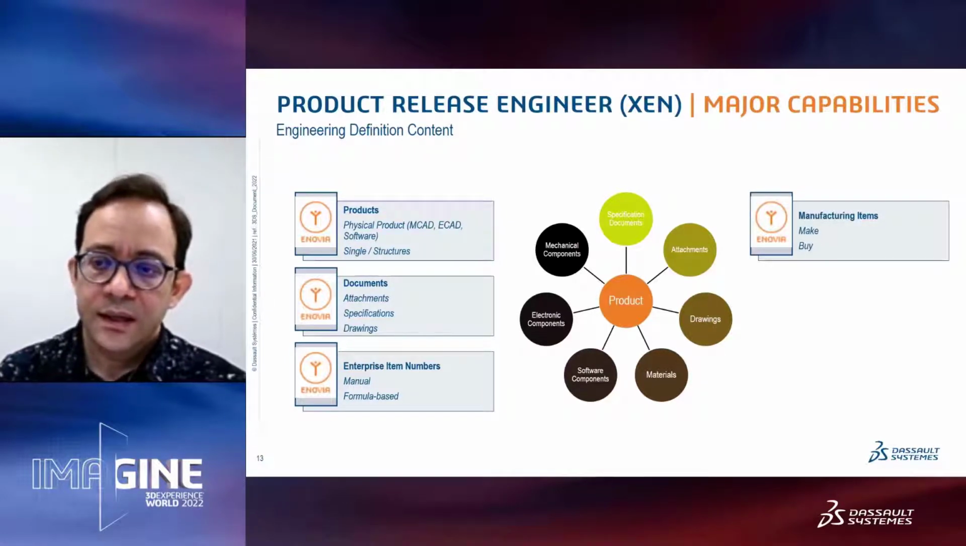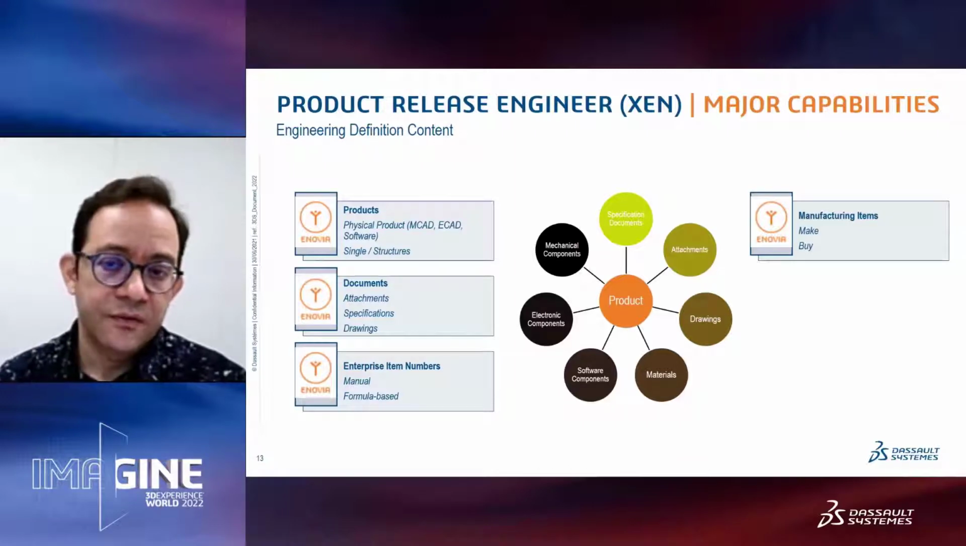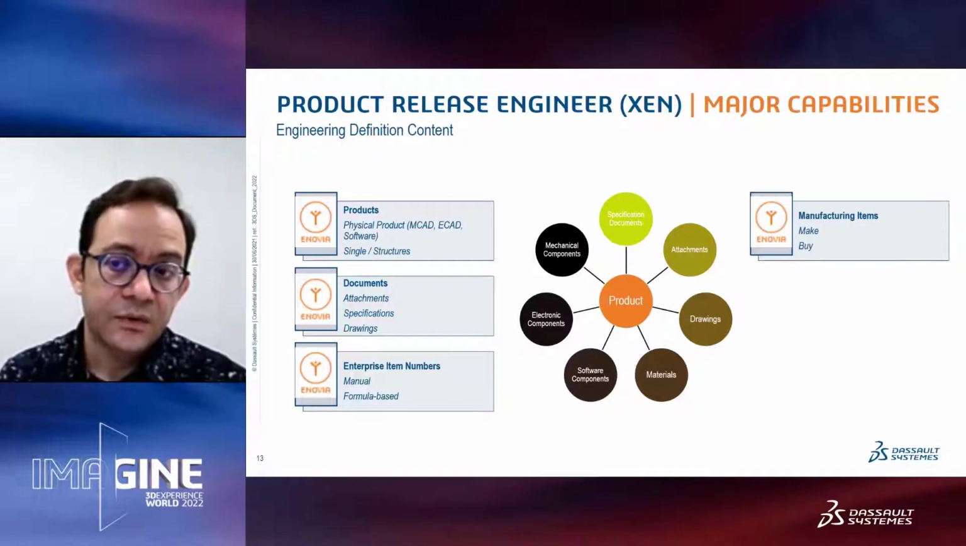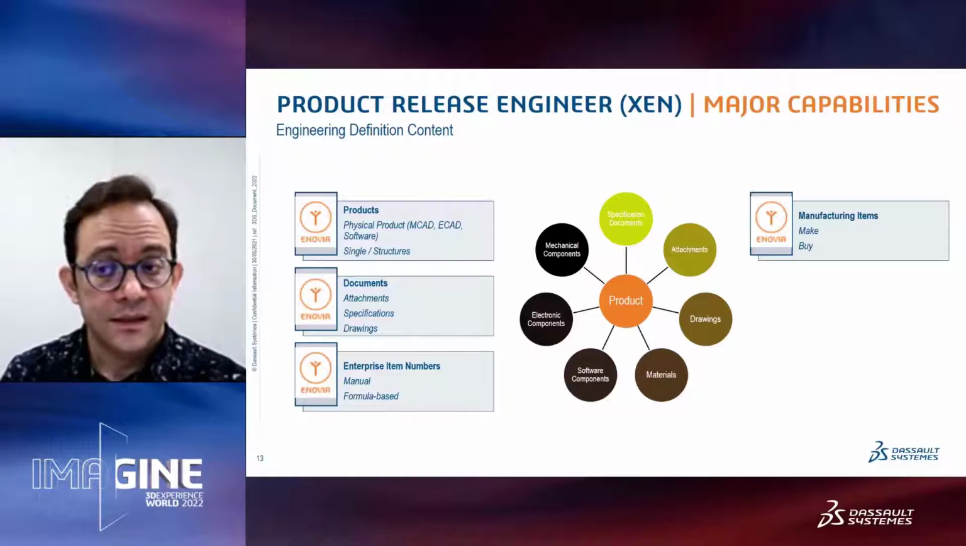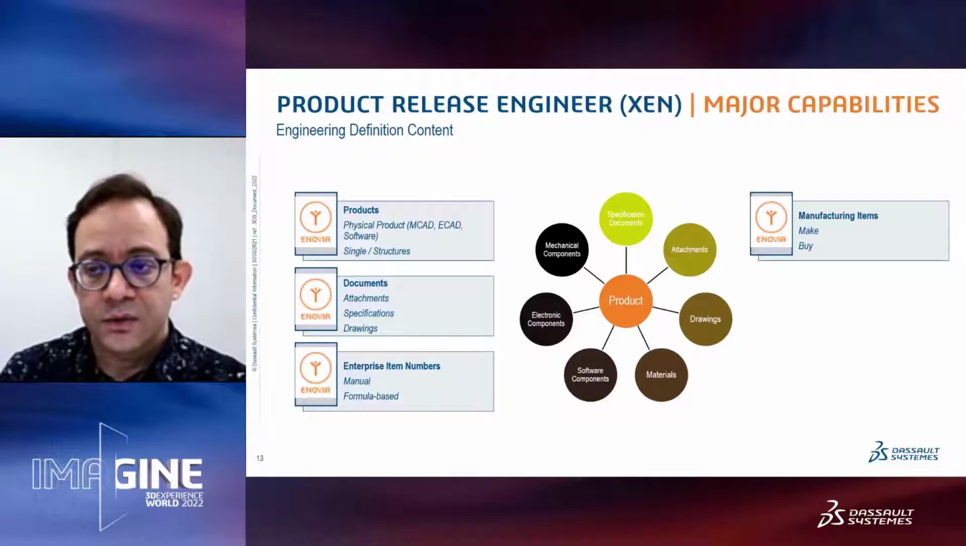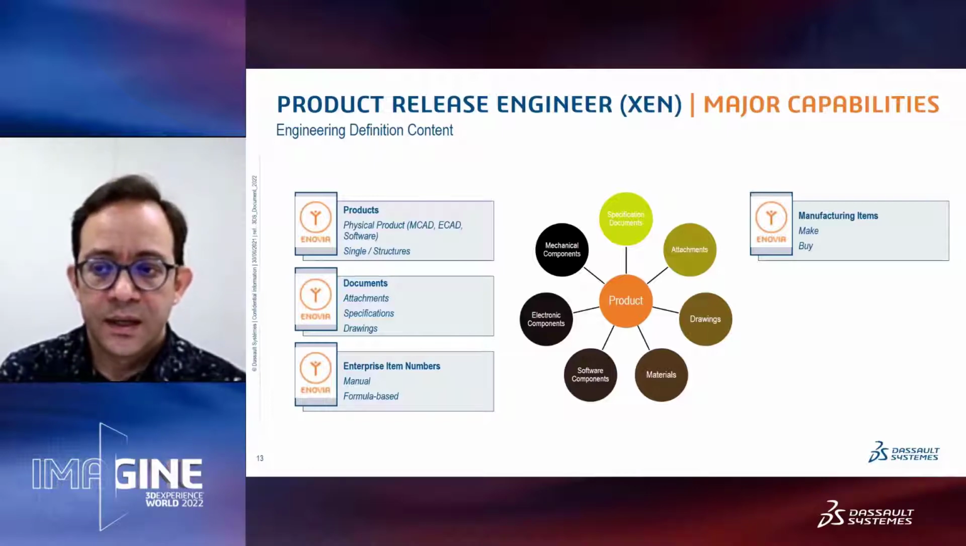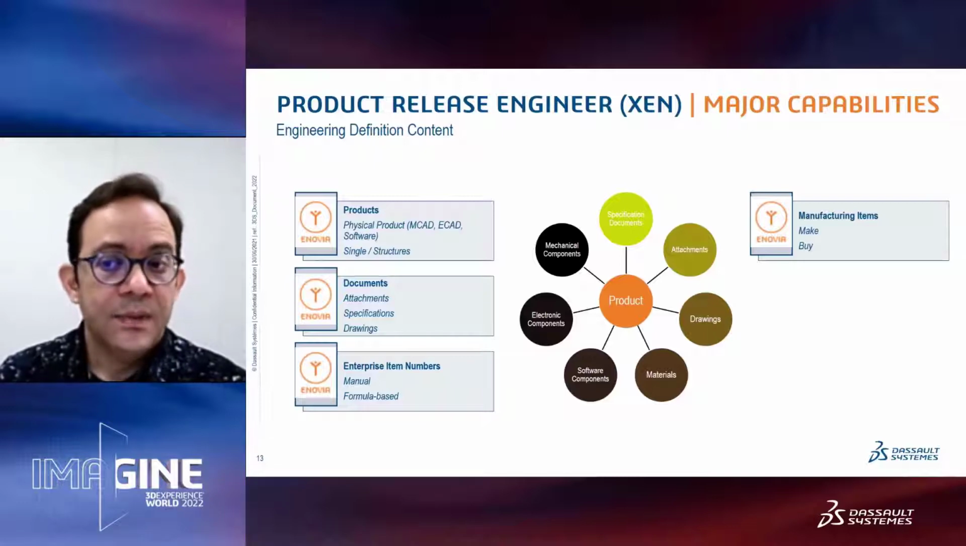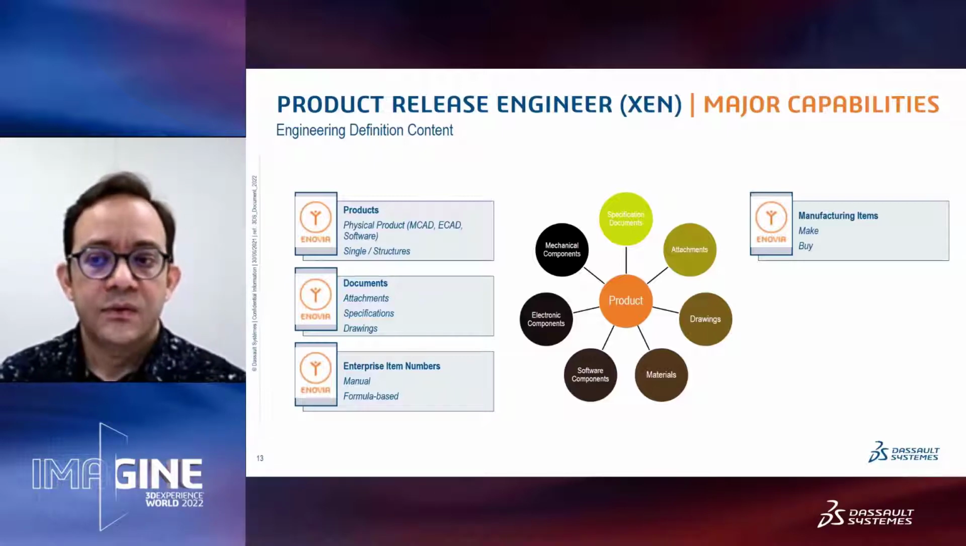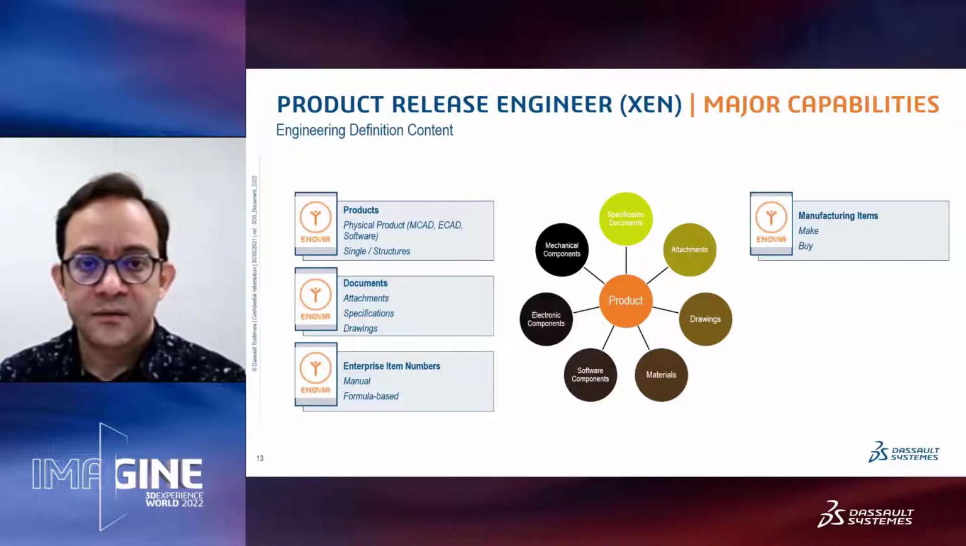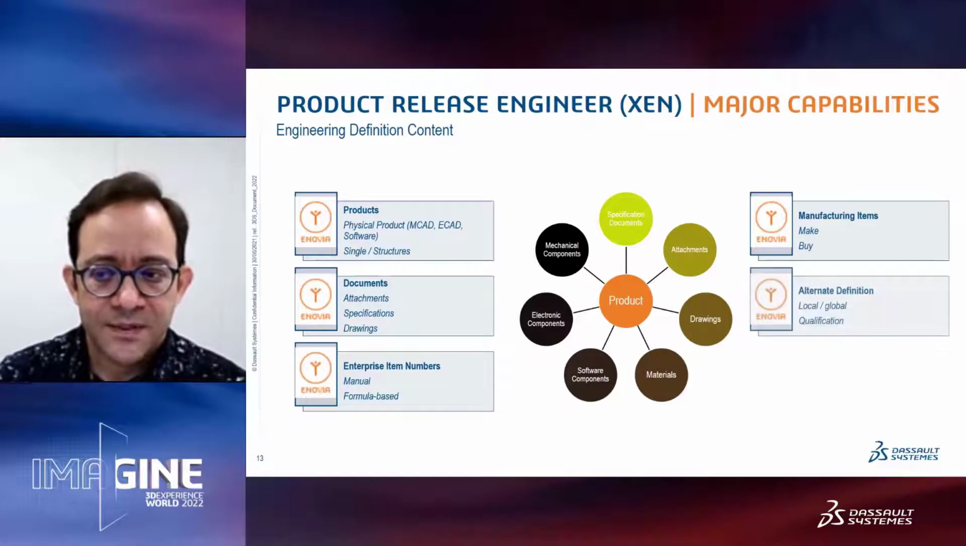We also have the manufacturing definition. So early in the product definition or early in the development, I can start applying manufacturing items either of type make or buy. And I want to emphasize one point here. To define manufacturing items, we do not need a DELMIA license. We do not need any extra role. So within the license of product release engineer, I can start building my manufacturing items.